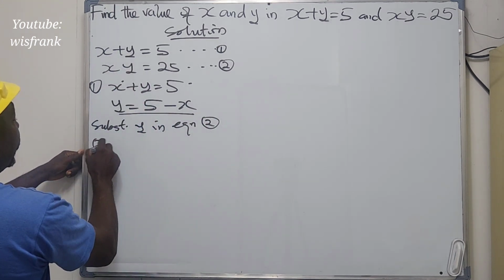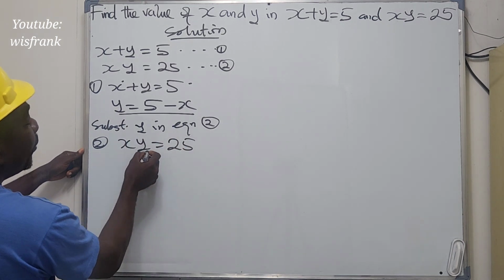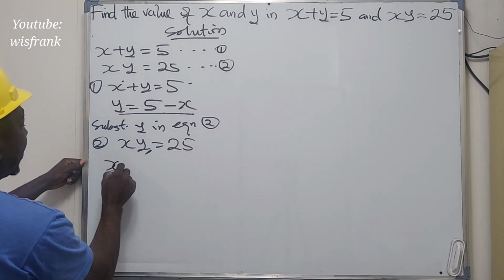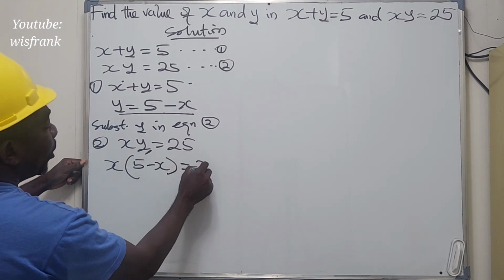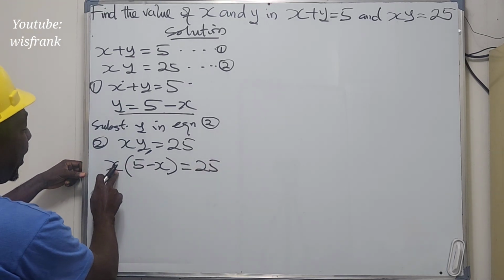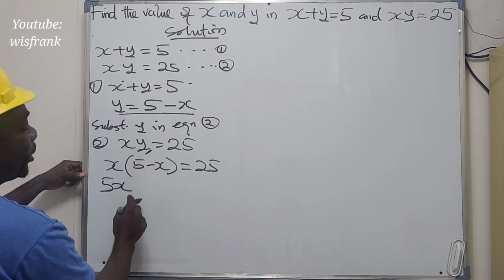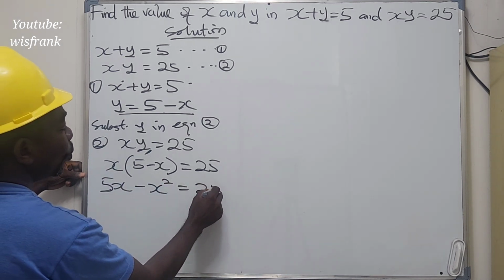Here we have equation 2 as xy equals 25. So the value of y here will be 5 minus x. So we have x times (5 minus x) all equals 25. By expanding this parenthesis, we have x times 5, which is 5x. We have x times minus x, which is minus x to the power of 2, equals 25.